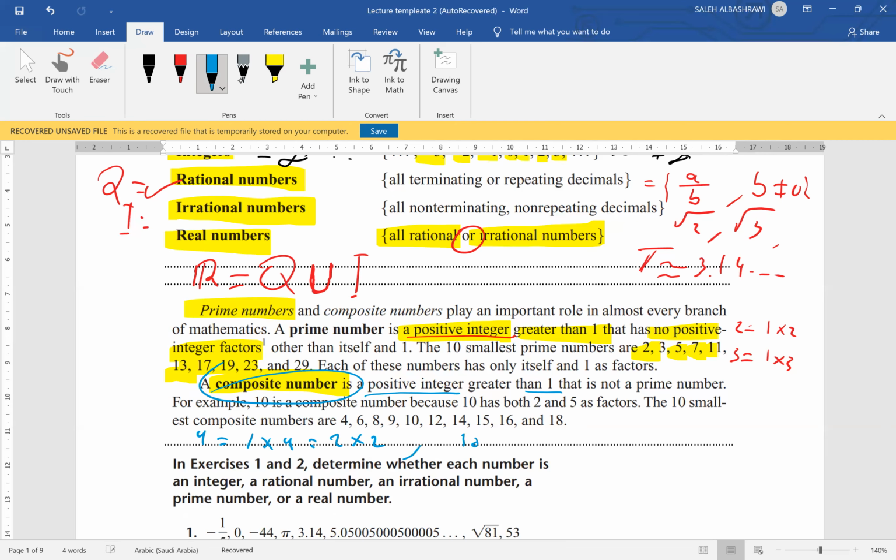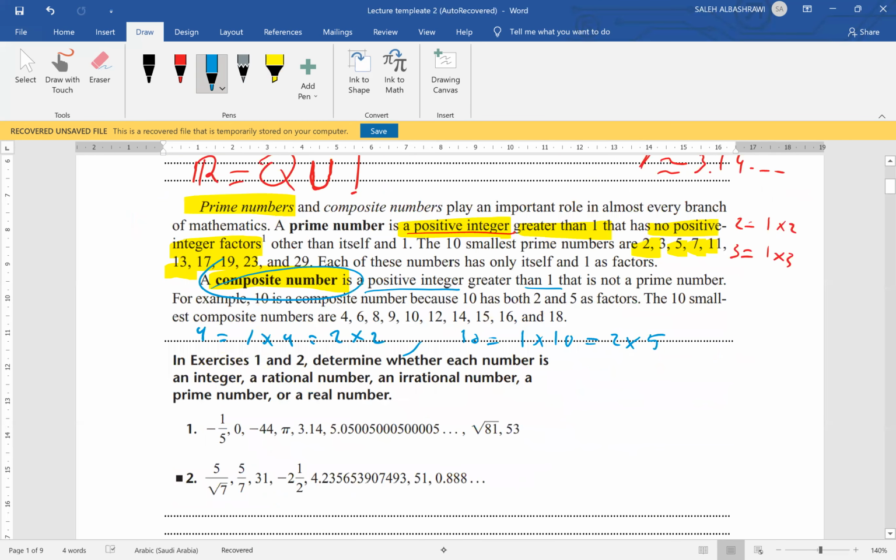For example, the number 10: we can say it is 1 times 10, or we can say it is 2 times 5. Since it has more than 2 factors, other than 1 and itself, it has other factors or divisors, then we call it a composite number.